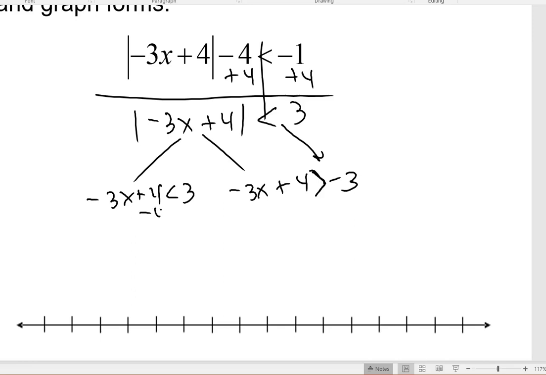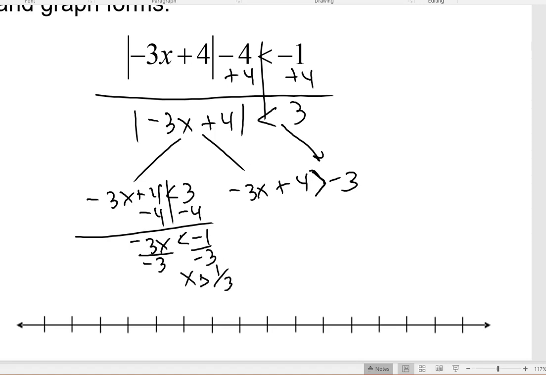Solving this now. That's negative 1. So that x is greater than positive 1/3. Notice I flipped the inequality because we divided by a negative. That will probably happen over here as well. Negative 3x greater than negative 7, so that x is less than 7/3.